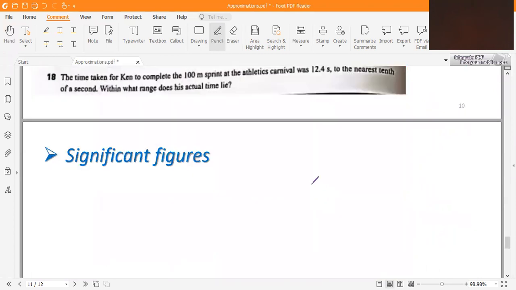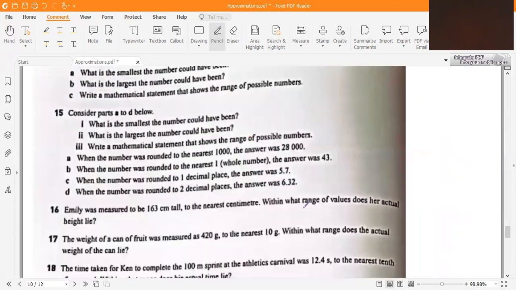Okay, etc. And you can go on with these exercises and solve them by yourself.